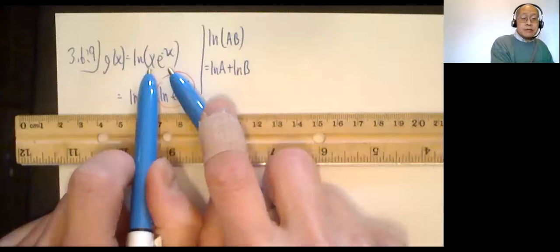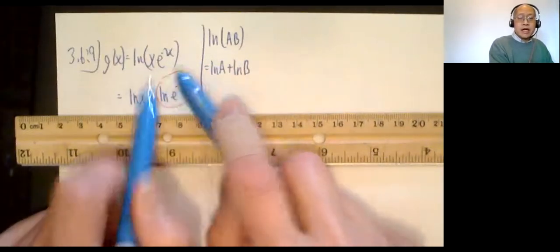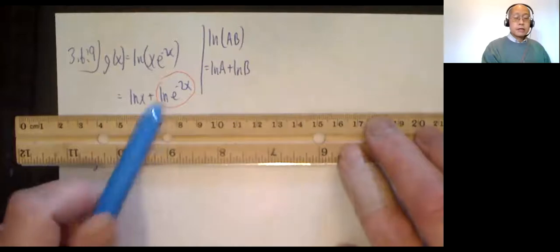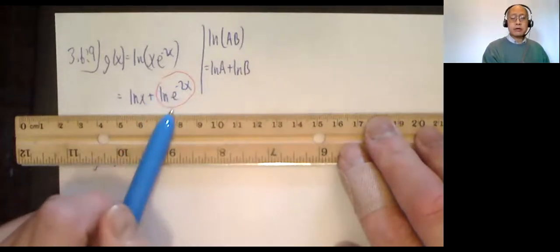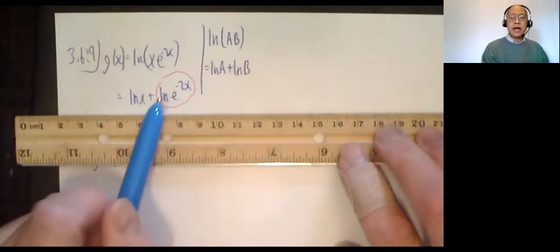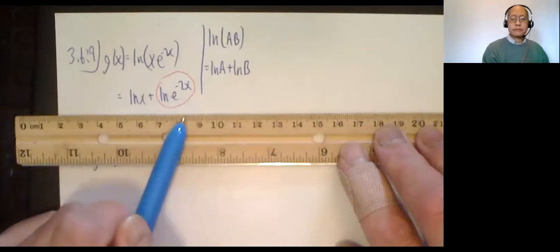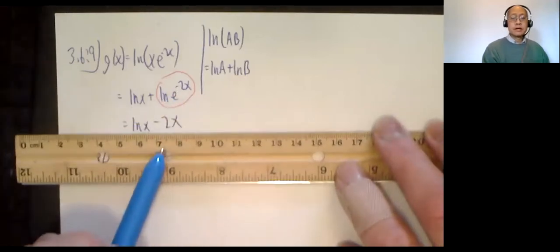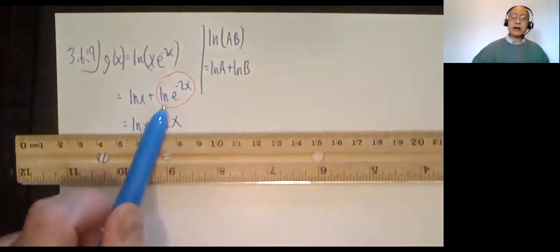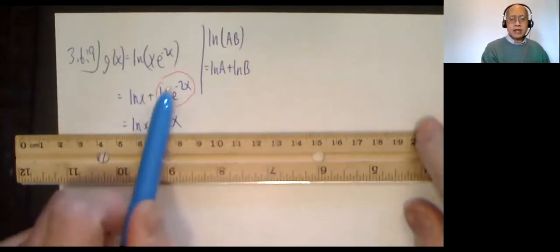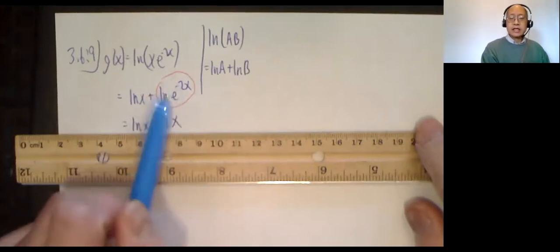ln of a times b, ln of ab, is ln a plus ln b. And furthermore, what do you notice about the thing I have circled? Can I do anything with that? ln e to the negative 2x. What do you think that is? Negative 2x. The ln and e cancel out. Anytime you have an ln and an e back to back, if you have an e and an ln, it's normally e raised to the ln, they just cancel each other out. They are inverse functions of each other.